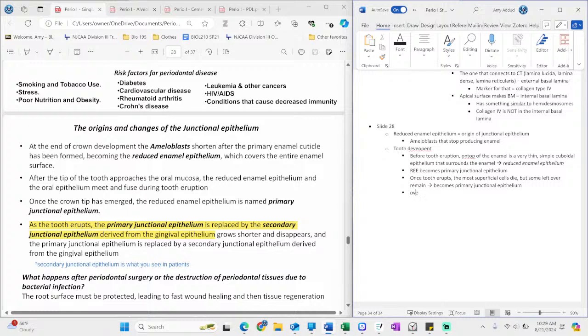Over time, the primary junctional epithelium is replaced by the secondary junctional epithelium. The origin of these cells is the gingival epithelium. Okay? With that comes the capacity for high cellular turnover. Okay?